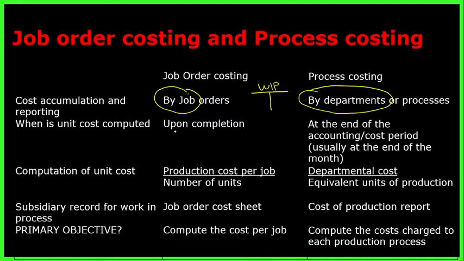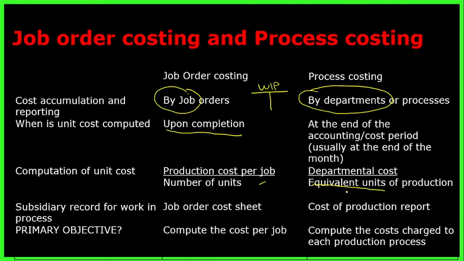When is unit cost computed? Only upon completion. This one, even if it's not yet completed, basta at the end of the accounting period, you can now compute for the unit cost. So how do you compute for your unit cost? Here you have the total production cost divided by the number of units produced. Here you have your total department cost divided by the EUP. Naku, medyo masakit sa ulo to. Equivalent units of production. Ayun.